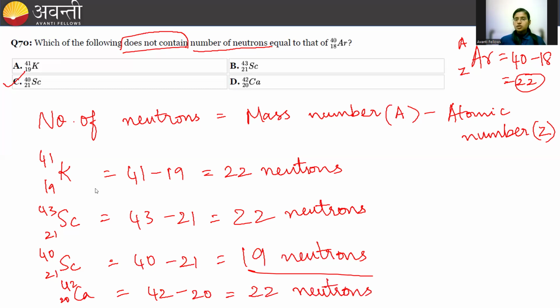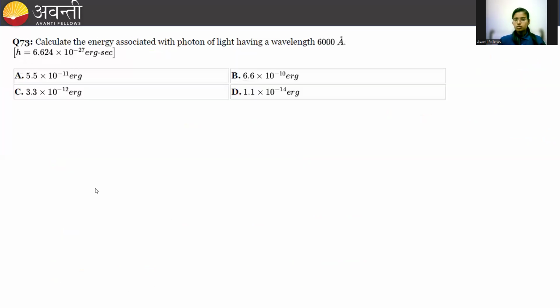Okay, so option C is not having the number of neutrons equal to that of argon 40 18. Next, coming to question number 73. Calculate the energy associated with a photon of light having a wavelength of 6000 angstrom, and the h value is also given. So we have to find the energy value.